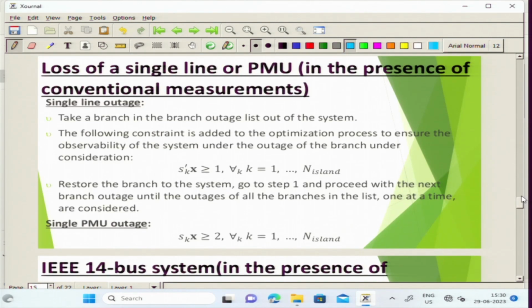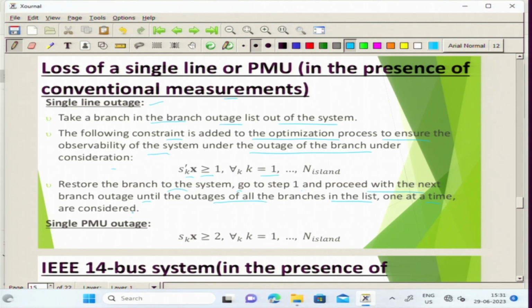So loss of a single line or PMU in the presence of conventional measurements. Single line outage, let us consider this. Take a branch in the branch outage list out of the system. The following constraint is added to the optimization process to ensure observability of the system under the outage of the branch under consideration: Sk'(x) is greater than or equal to 1 for all k equal to 1 to the number of islands that we consider. Then restore the branch to the system, go to step 1 and proceed with the next branch outage until the outage of all the branches in the list, one at a time, are considered.